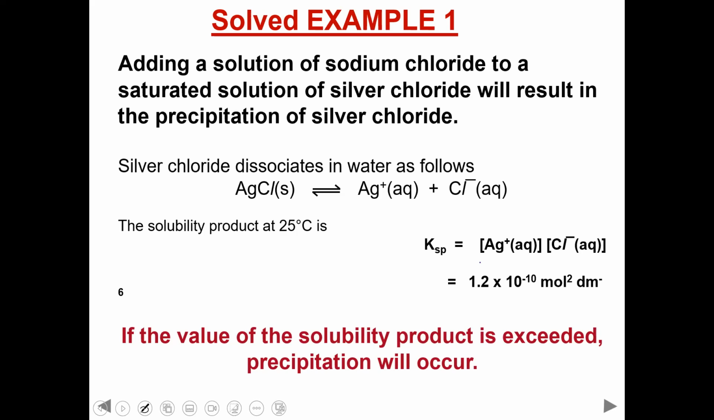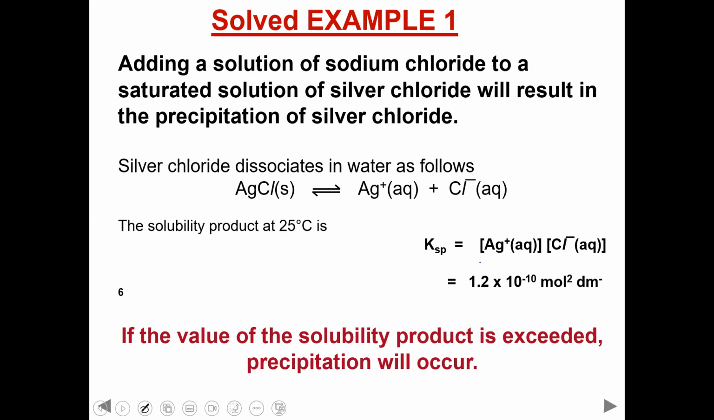Now, this is a solved example. Adding a solution of sodium chloride to a saturated solution of silver chloride will result in the precipitation of silver chloride. This is a very interesting part of ancient chemistry, when people used to discover important elements like silver and gold, and they knew that they can be separated from sparingly soluble salts. Silver is also an important element like gold.